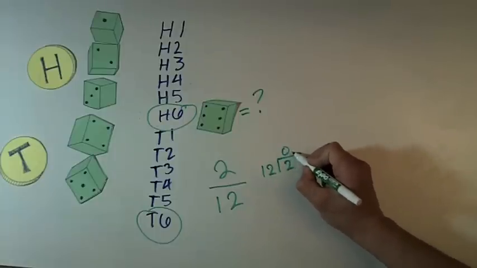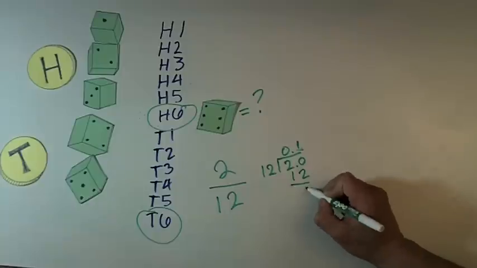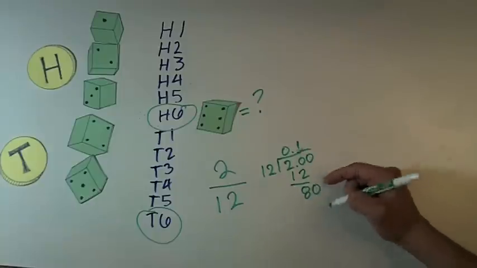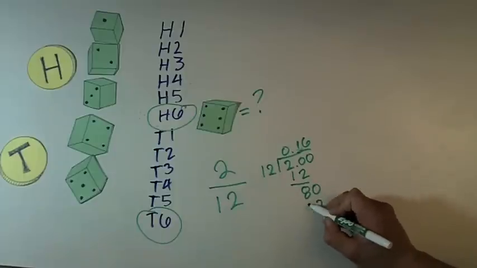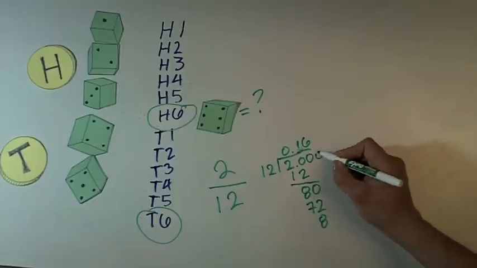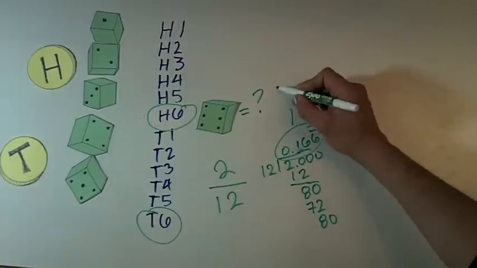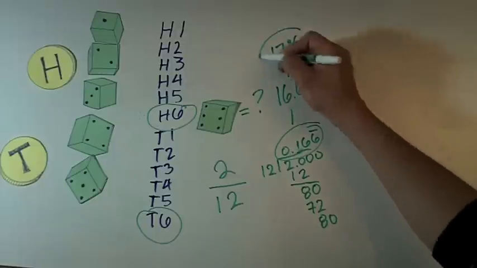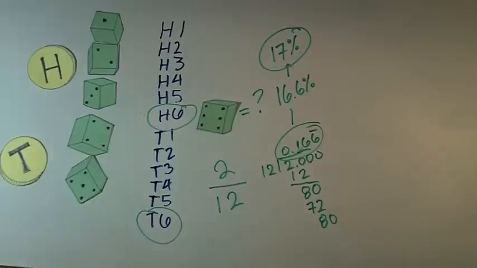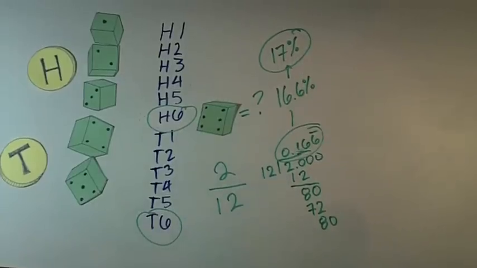So let me see if we calculate that out. We're going to divide and try to figure out what the decimal form of 2 over 12 is and calculate it out. It's a 6. Oh, we're going to get 6s all over the place. So let's go ahead and say it's 16.6%, or we'll just round it up to 17. 17% chance of getting 6 on your die when you flip one coin and roll one die.